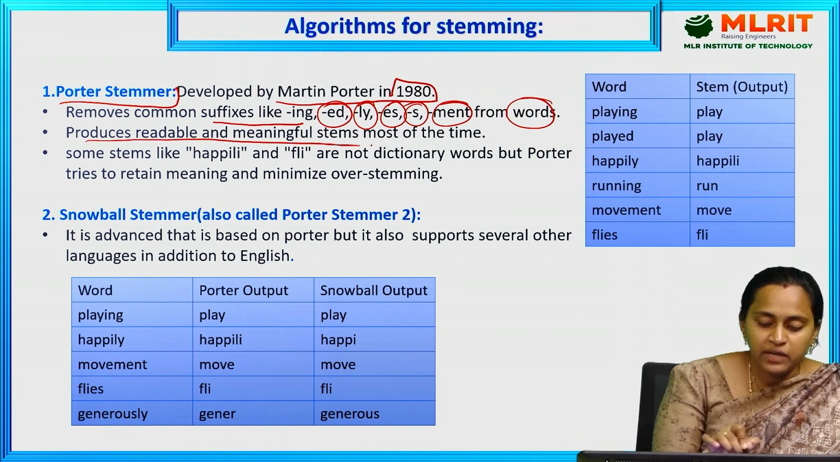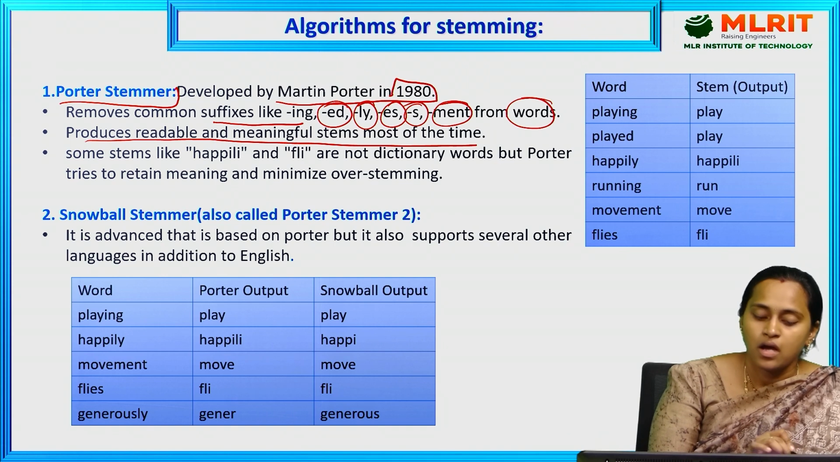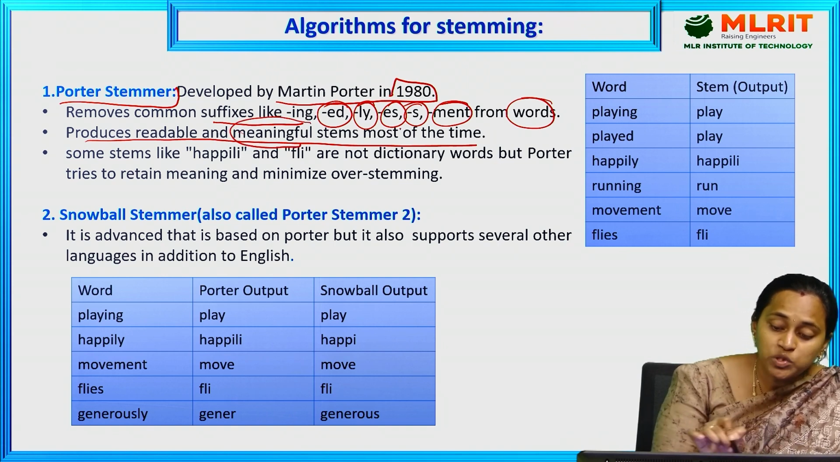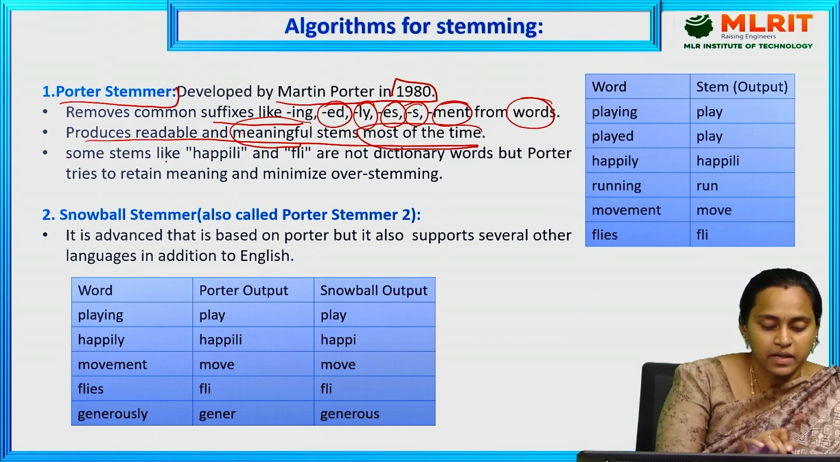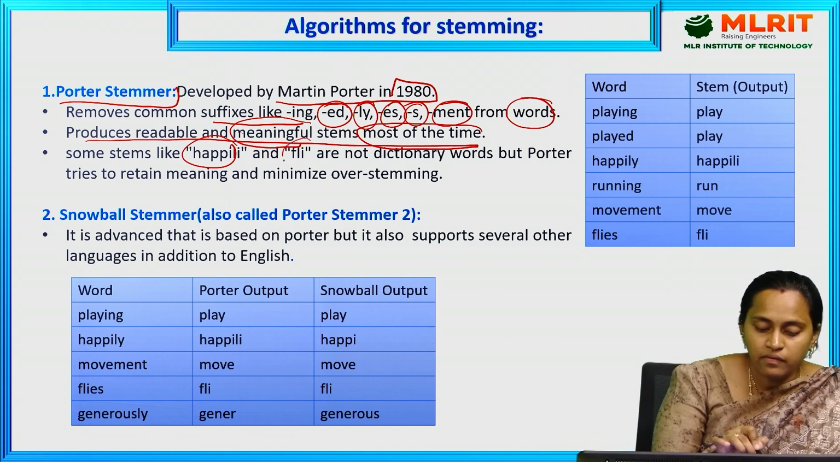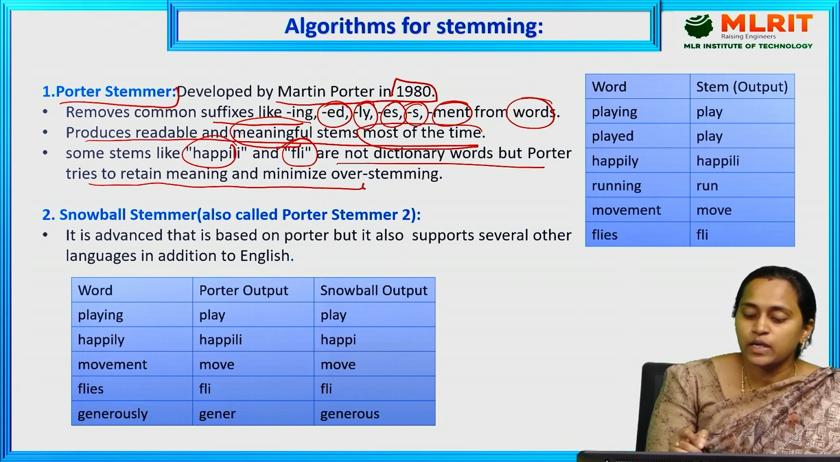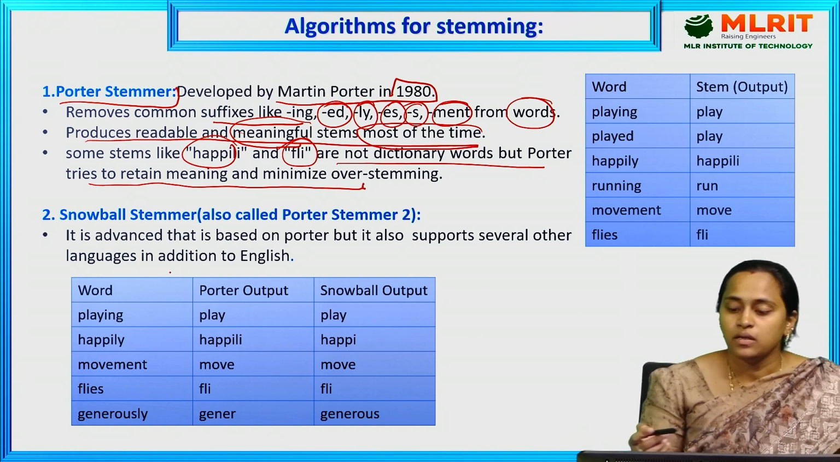It produces readable, meaningful stems most of the time. By using Porter stemmer, we can produce readable, meaningful stems most of the time, not always. Only sometimes will we get the correct one. Sometimes words like happily and fly are not dictionary words, but Porter stemmer tries to retain meaning and minimize overstemming. It tries to minimize the problem, but does not fully overcome it.